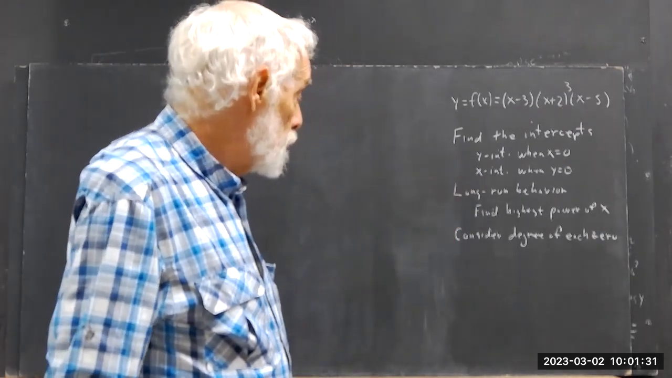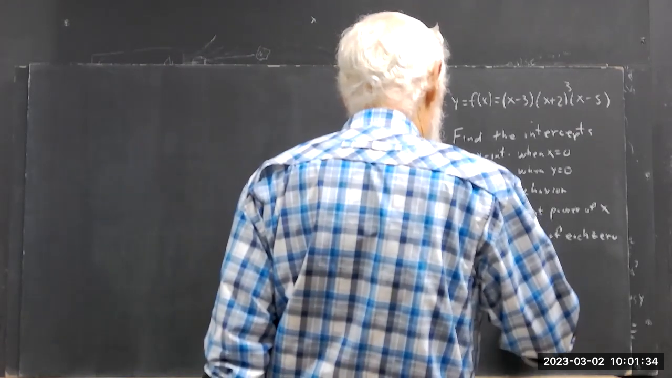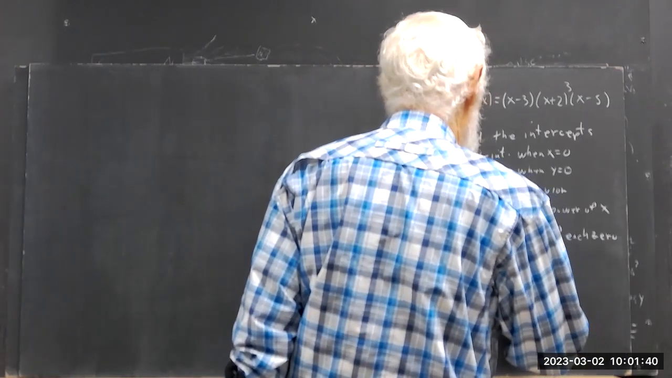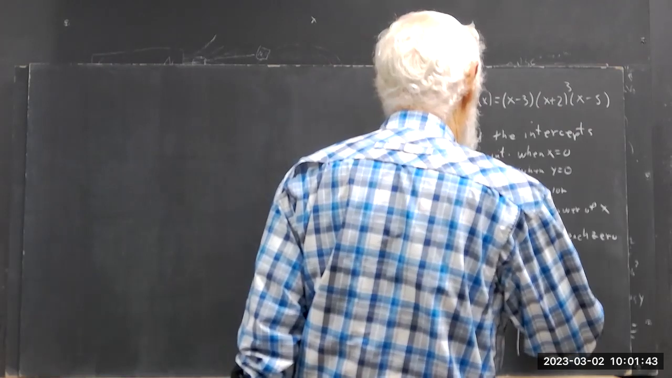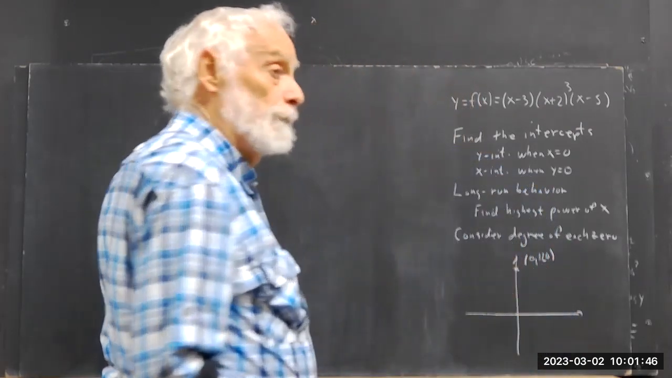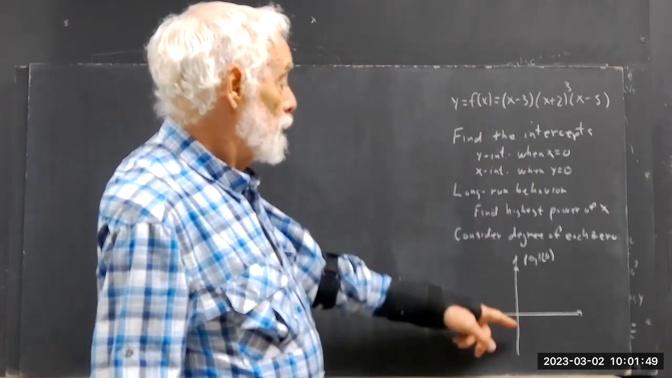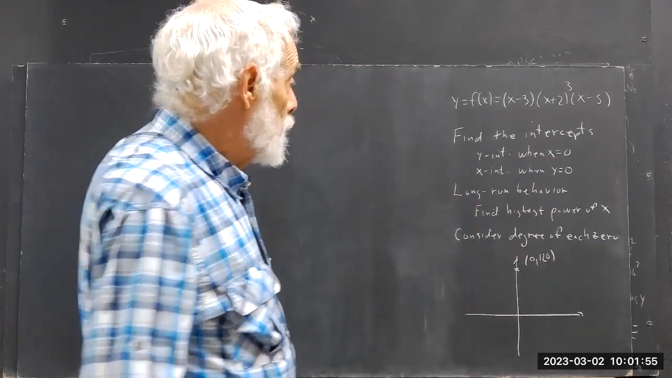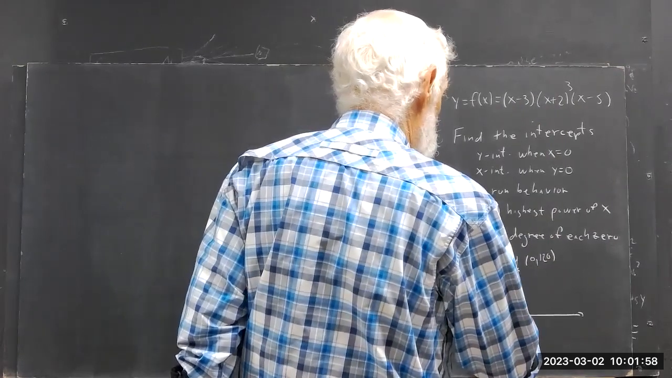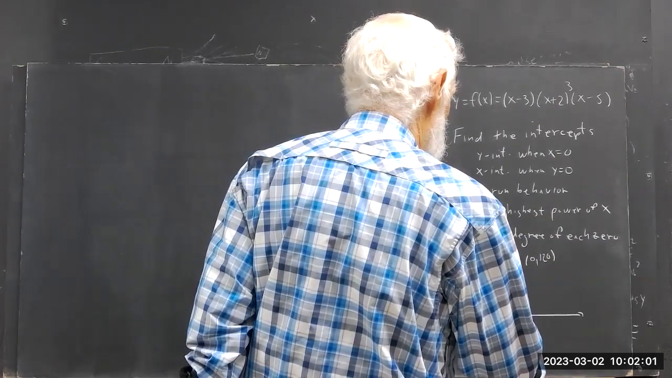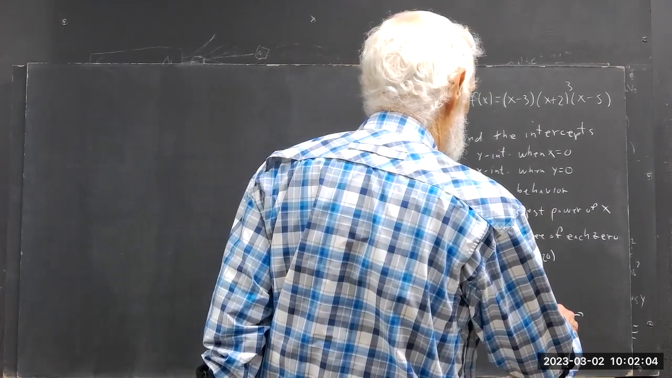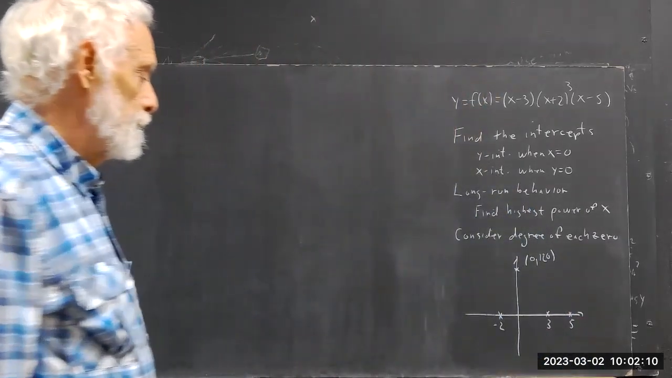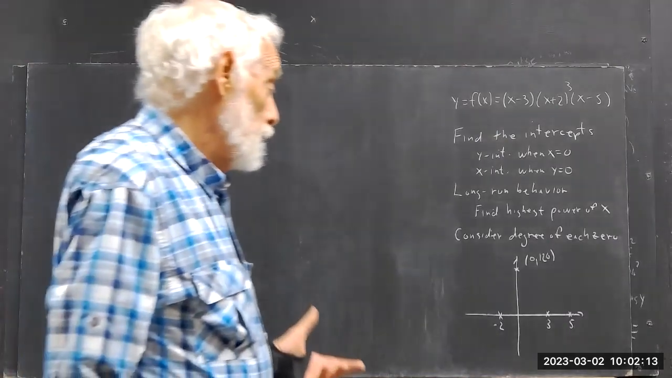So pretty quick, we find the point (0, 120), because that's what we get when x equals 0. X is 0, plug it in, and get 120. That's the y-intercept. And we then find that y is 0 when x is -2, when x is 3, when x is 5. So we've got to draw a graph through these points.